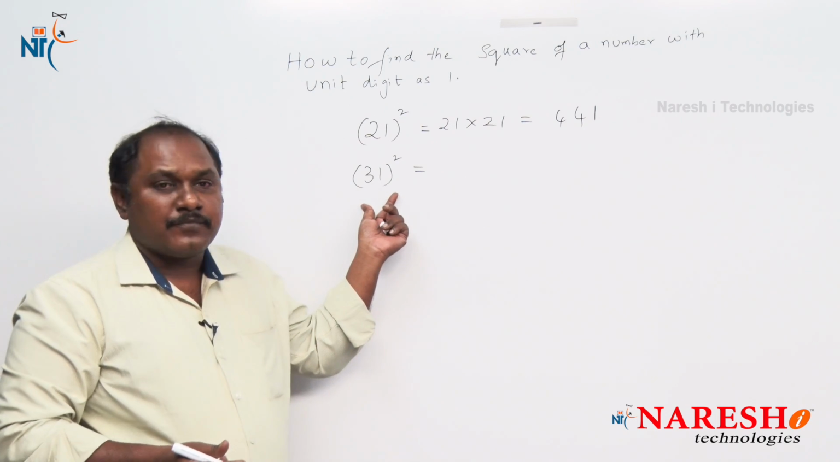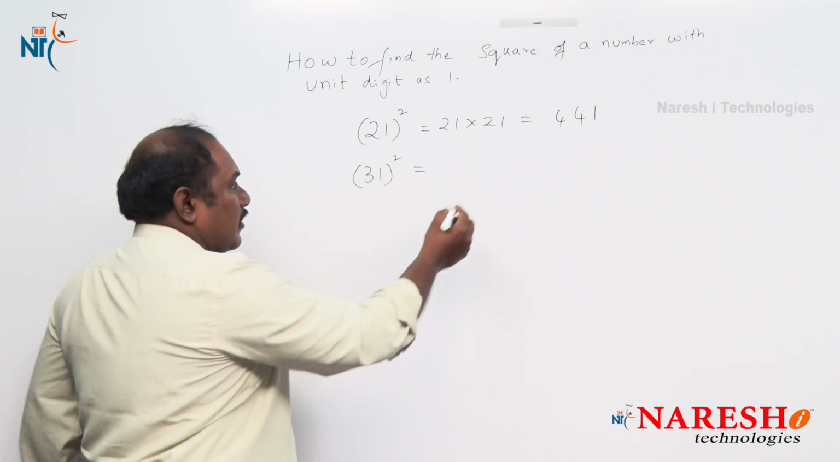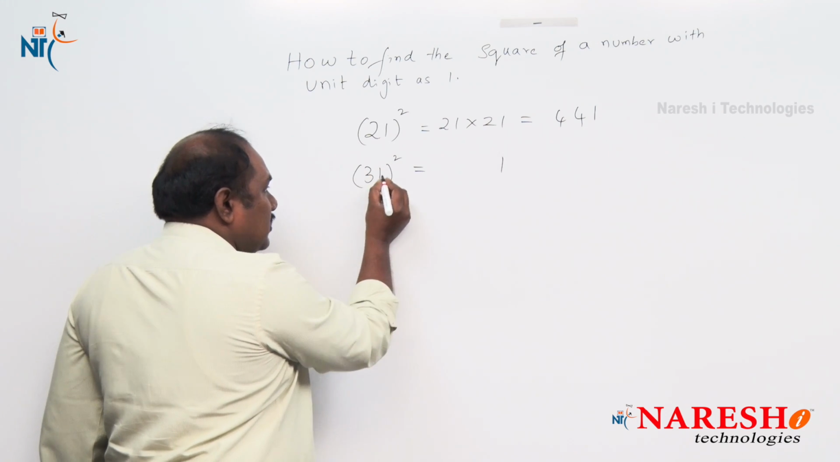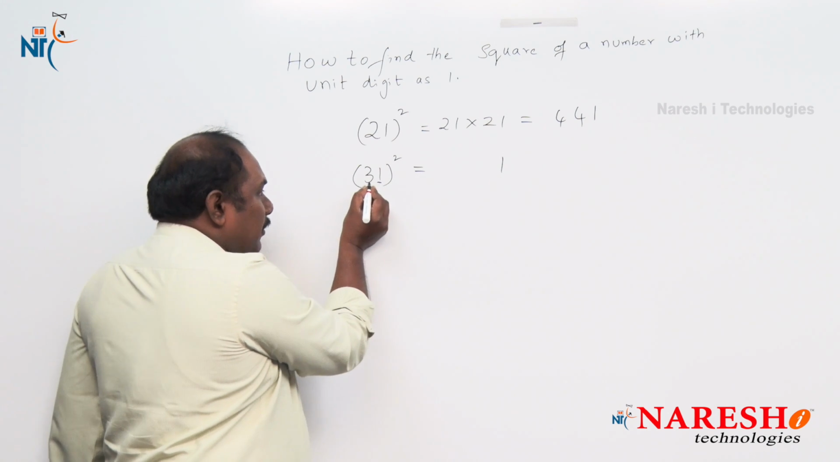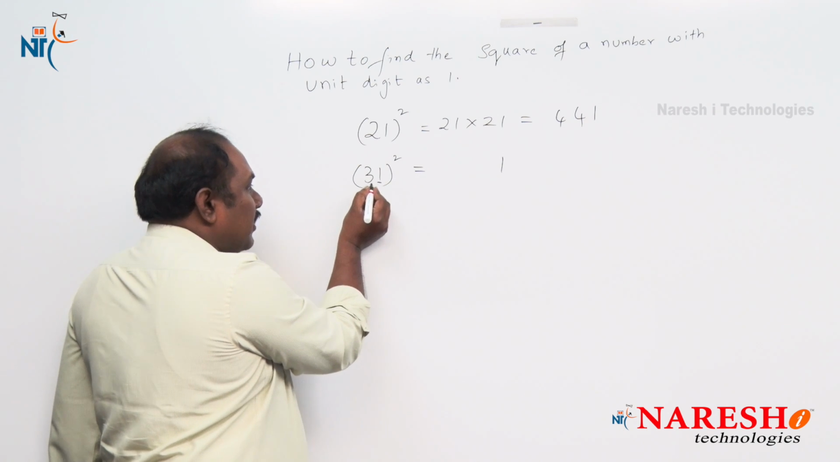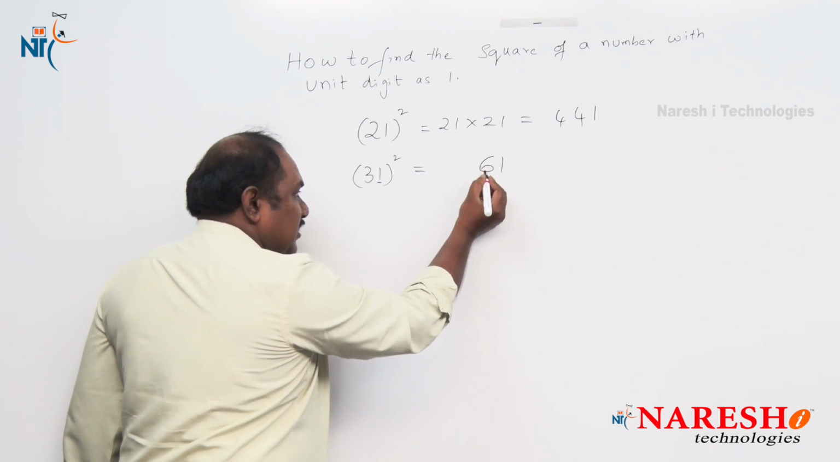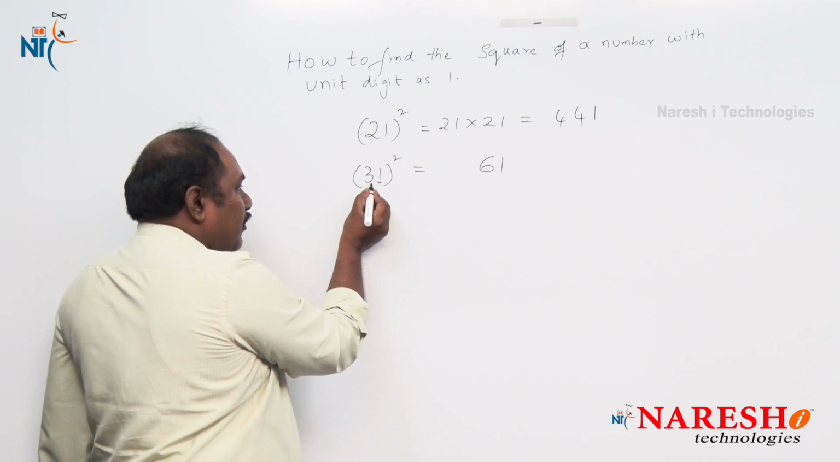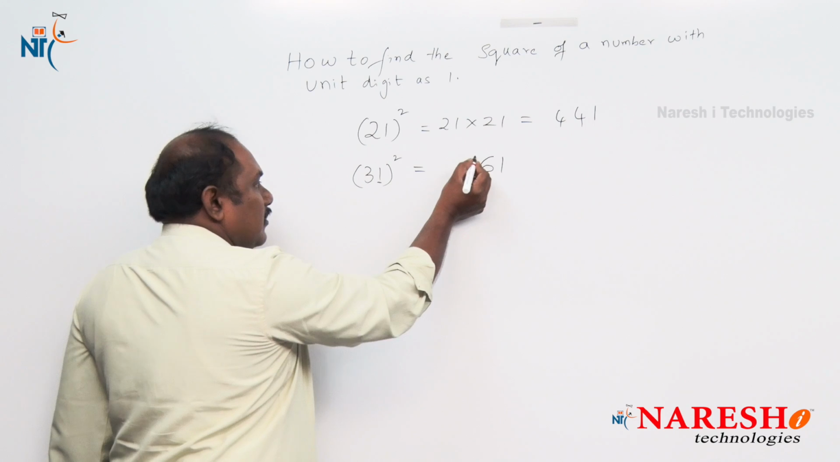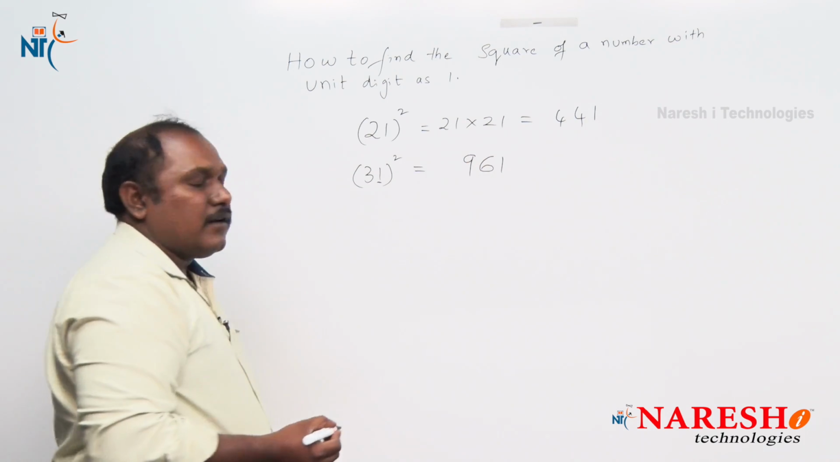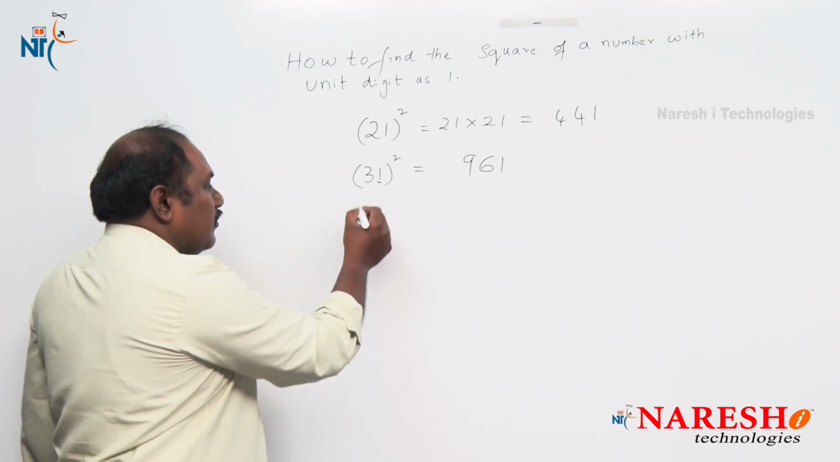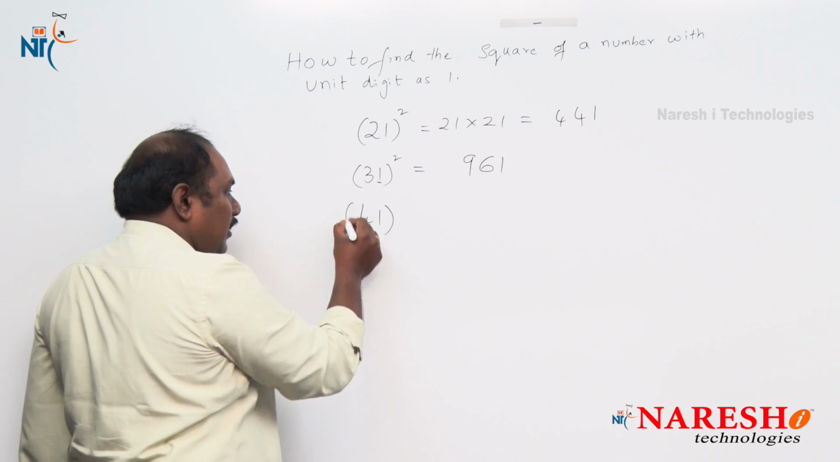If you want to do it directly, you can solve the problem like this. 31 square. 1 square, 1. Double the number before 1, that is 3. If I double 3, it is 6. Now the number before 1 is 3, square it, 9. So the answer is 961.